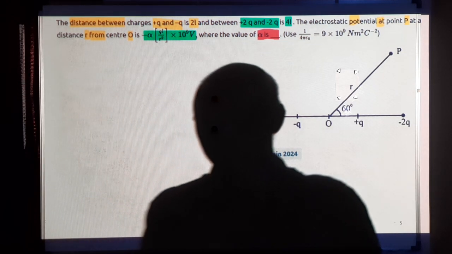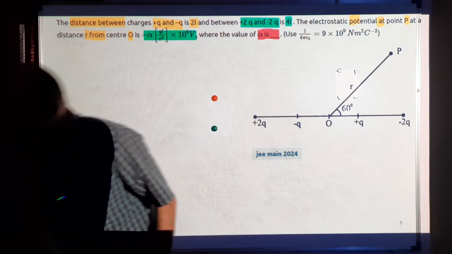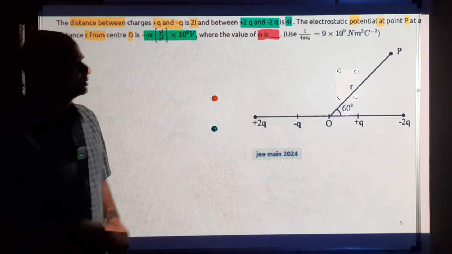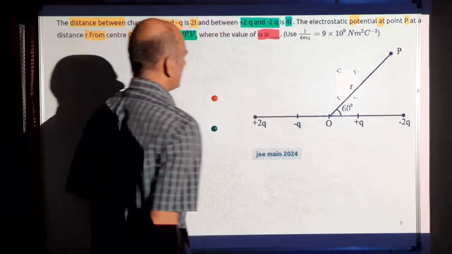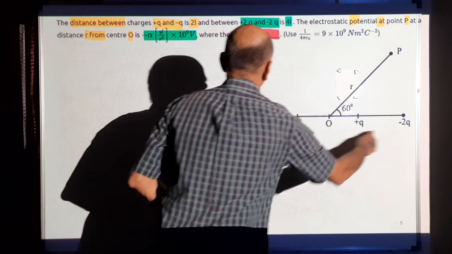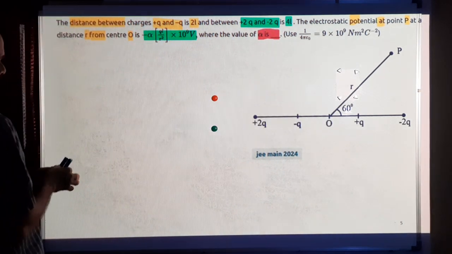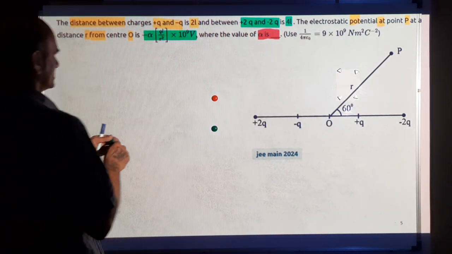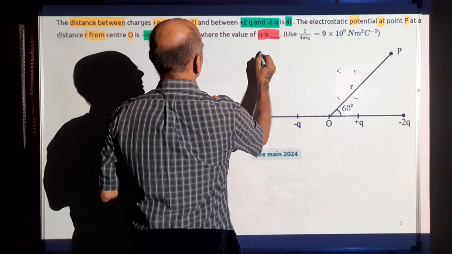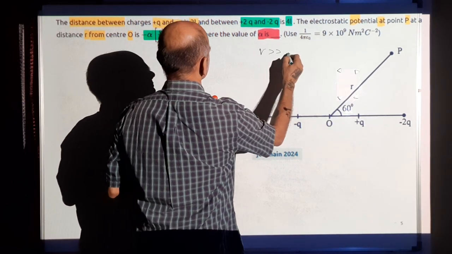So here, this can be considered as two dipoles. One dipole is Q plus Q, another dipole is minus 2Q and plus 2Q. We'll make the assumption that R is much greater than the size of the dipole.